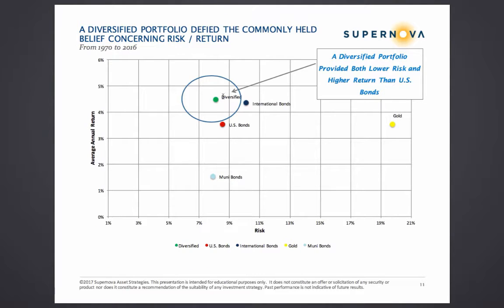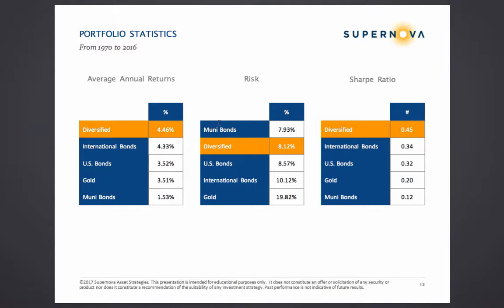Thus, if you embraced global diversification over this time period, you would have had both lower risk and higher return than the 10-year U.S. government bond. Here's the data behind that chart we just saw. That diversified portfolio would have had the highest average annual return and the second lowest risk, leading to the largest Sharpe ratio.